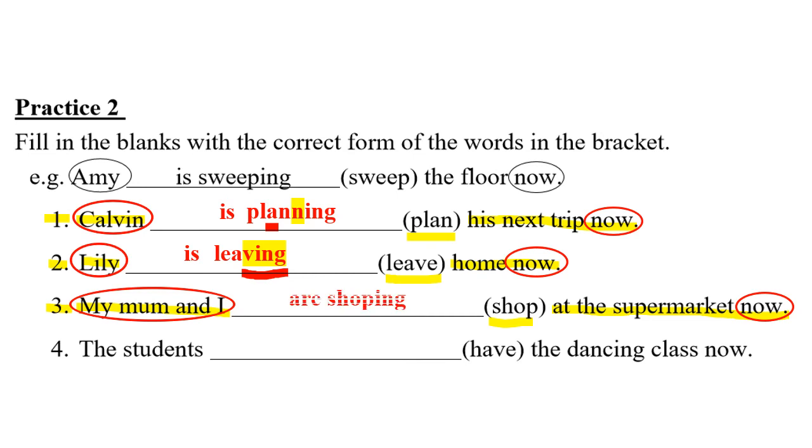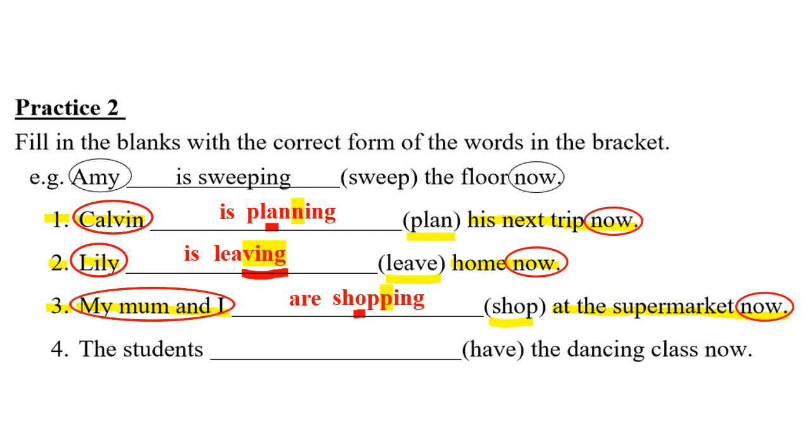Great job! The answer is are shopping. Wait, Miss Chen, the spelling is wrong again. So how to spell shopping? You now have 5 seconds. Excellent! The correct spelling of shopping is S-H-O-P-P-I-N-G, because the second last letter of this verb is O, which is a vowel sound.